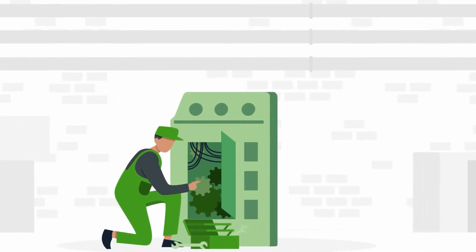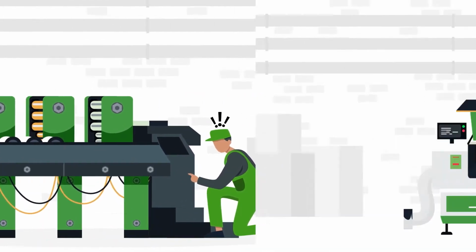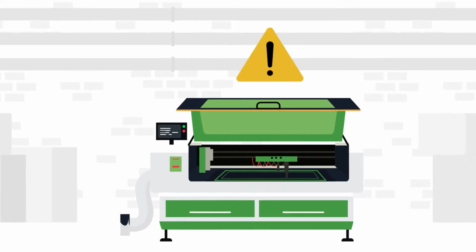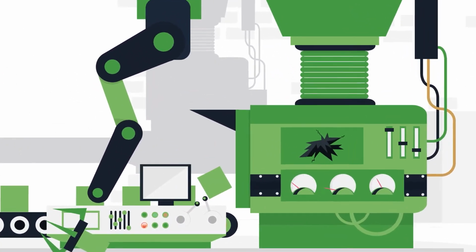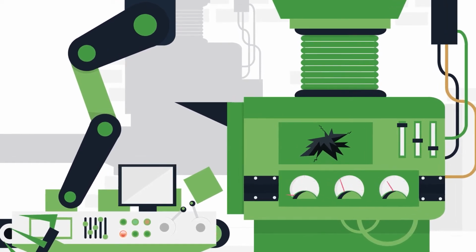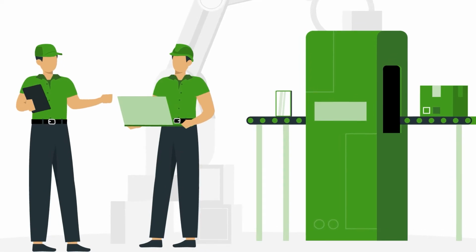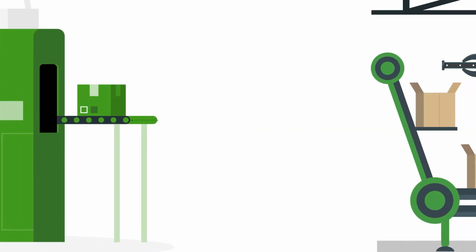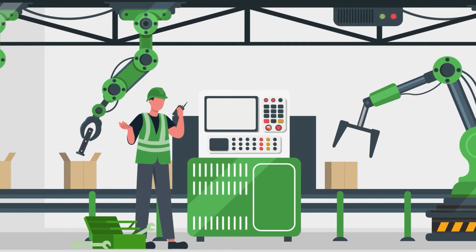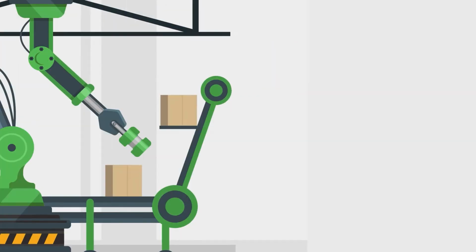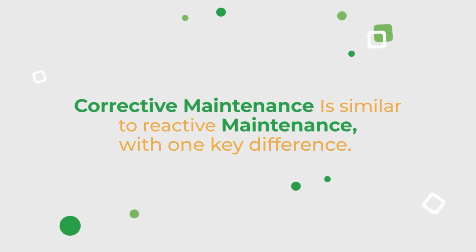Some examples include resolving an issue spotted while doing other maintenance work, addressing problems noticed by a machine operator, responding to performance alerts from a condition monitoring sensor, or repairing a machine after a breakdown. In an ideal scenario, the majority of corrective maintenance work focuses on correcting minor issues on functioning equipment rather than addressing complete breakdowns.